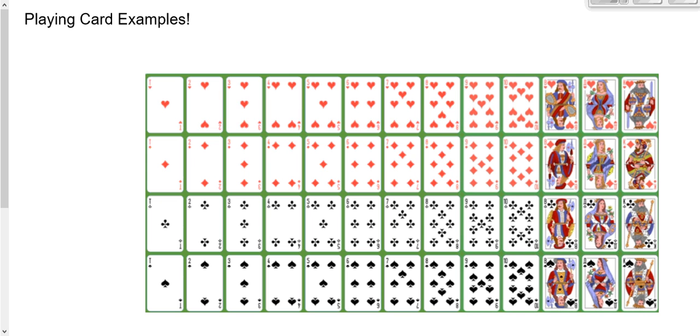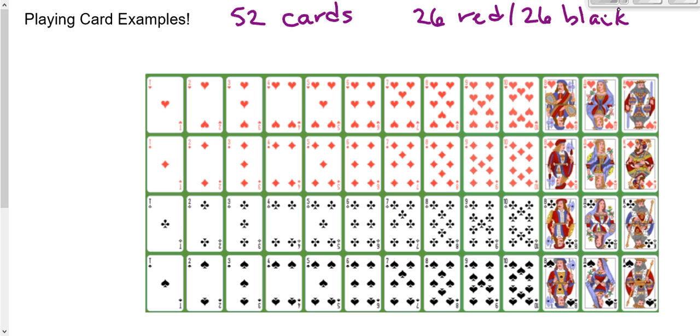Okay, we're going to do some examples involving playing cards. And there's a lot you can do with playing cards. For one, you can play games with playing cards. Some people aren't that familiar with playing cards, so I'm going to take a minute to describe what you have in a standard deck of playing cards. You have 52 cards. 26 of them are red. 26 of them are black.